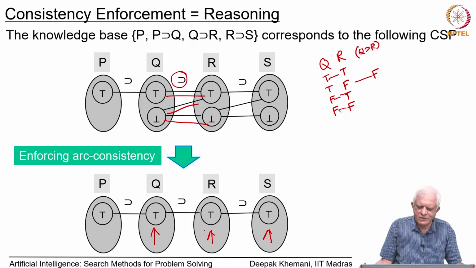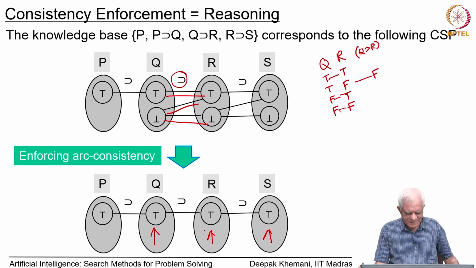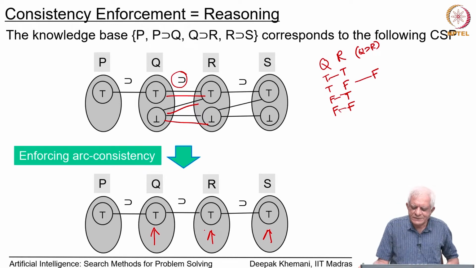So, in some sense we have done logical reasoning, we have made inferences. So, consistency enforcement is equivalent to doing reasoning essentially. Okay, so we said that AC1 is correct, but it is not efficient. So, let us try and make it efficient now essentially.